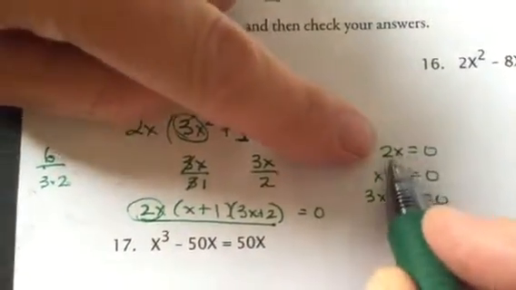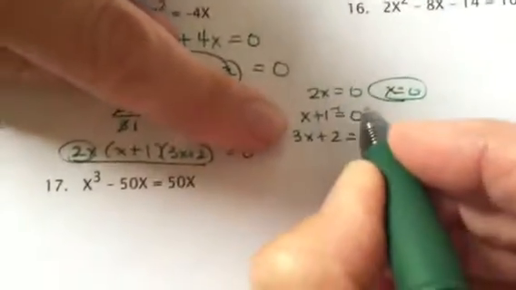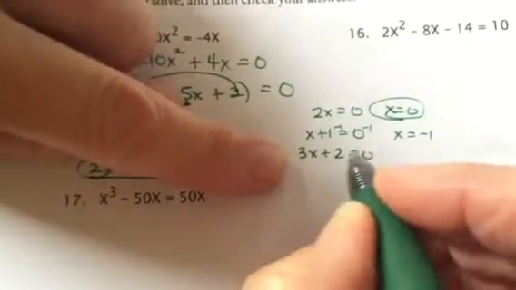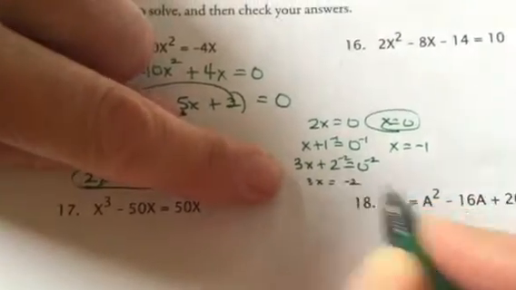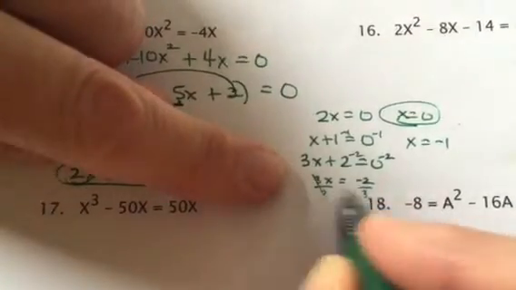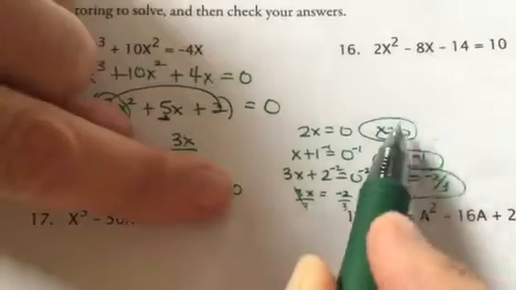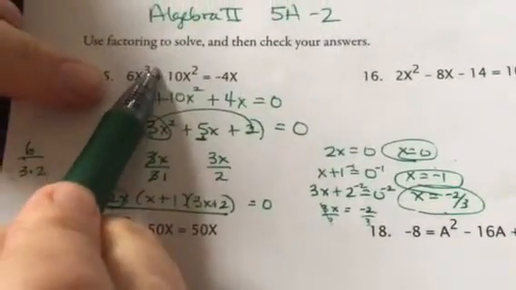You can see here if you divide both sides by 2, you would get x equals 0. Here if you subtract 1 from both sides, you would get x equals -1. Here if you subtract 2 from both sides, you're going to get 3x equals -2. I know I'm squishing it in there. You're going to get x equals -2/3. So you're going to get 3 answers. You got 3 answers because remember originally it was x to the 3rd. All right. Okay, let's try another one because that was so fun.